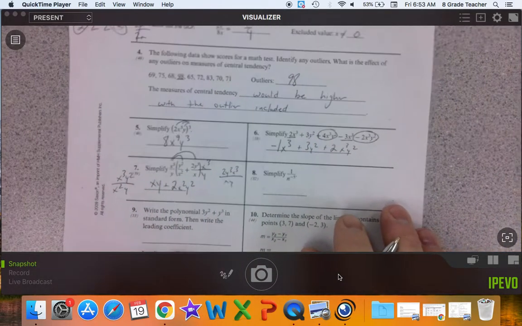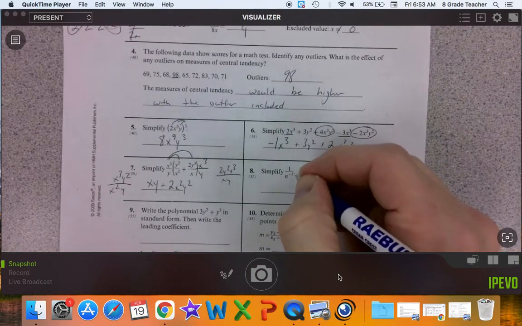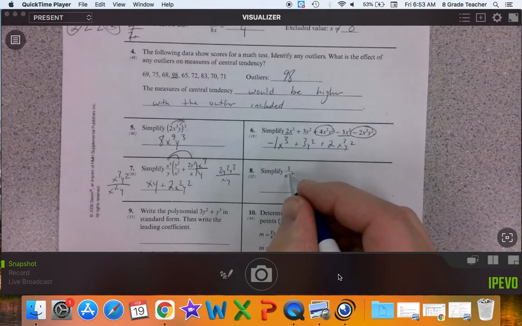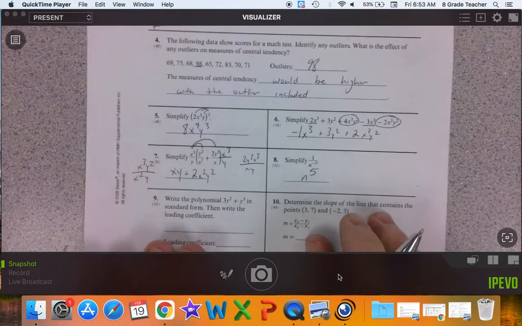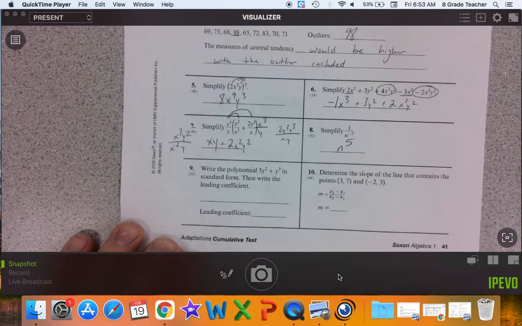Number 8, simplify the expression 1 over n to the negative fifth. Anything that is negative in the denominator is going to be positive in the numerator, so that is n to the fifth. Number 9, write the polynomial 3y squared plus y cubed in standard form.